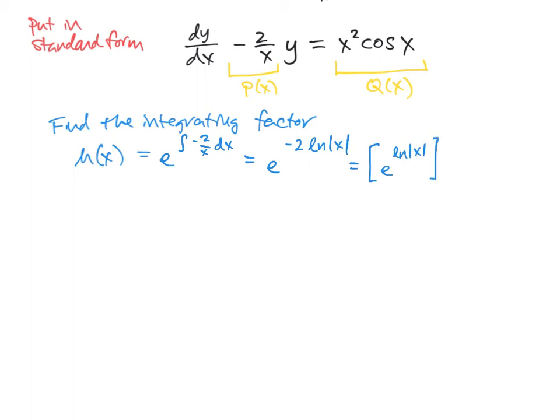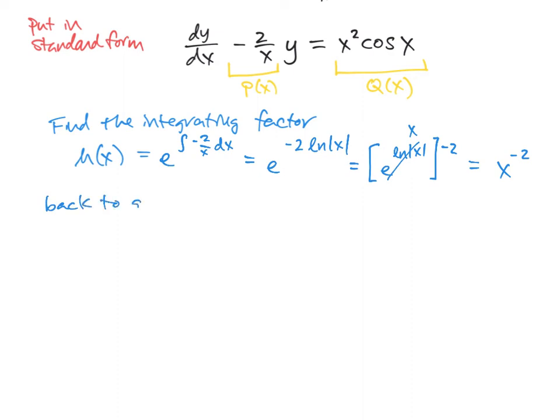So this is like e to the ln of x to the negative 2. And that just gives you x. So this whole thing is x to the negative 2. So with a lot of these problems in the homework and stuff like that, usually the integrating factor simplifies down to something that's actually sort of easy to work with, which is nice.